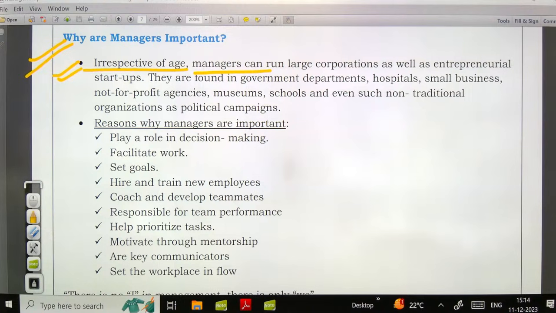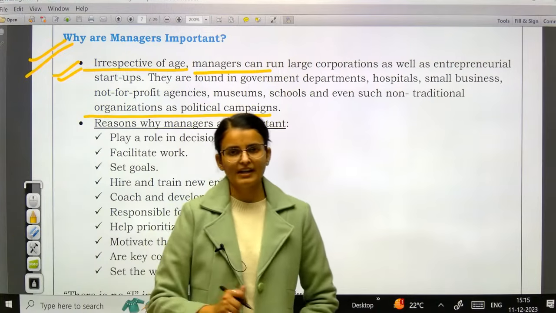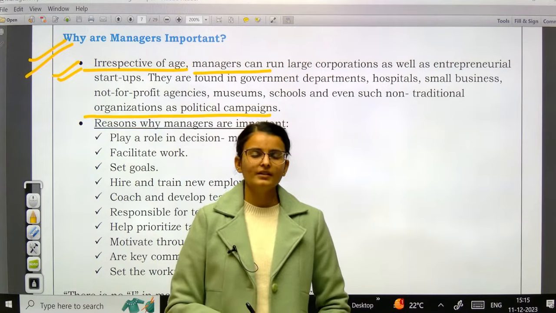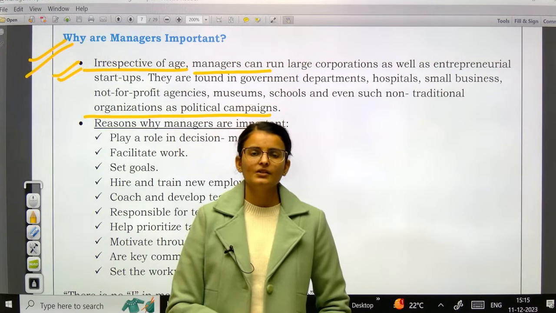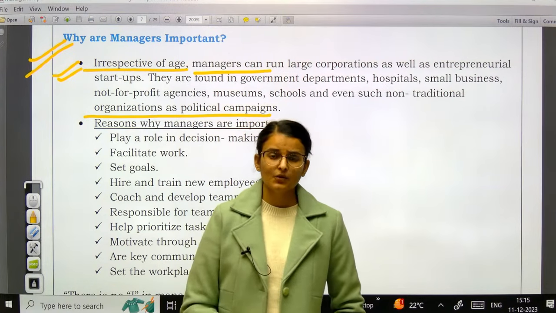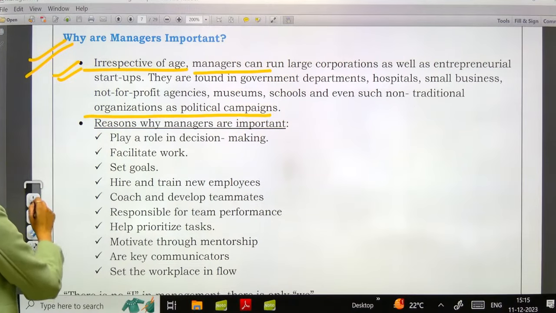They are found in government departments, hospitals, small businesses, not-for-profit organizations, museums, schools, and even such non-traditional organizations as political campaigns. So basically, it is saying that a manager is a person who is available in all organizations, whether startup or big giant, government or non-government, an NGO or a political campaign. The requirement of a manager is everywhere, irrespective of age.